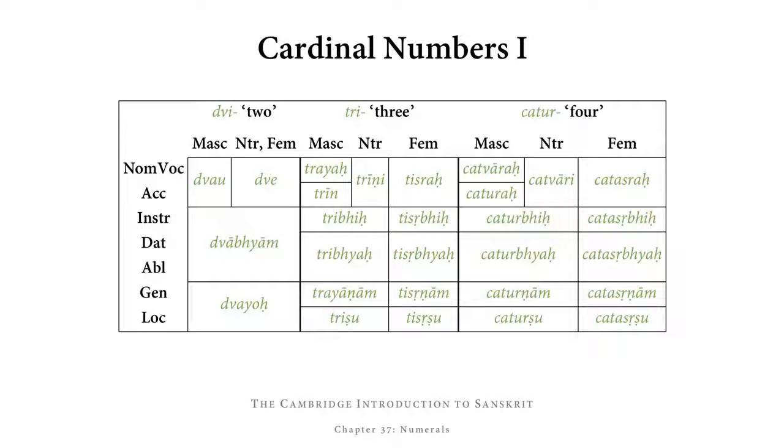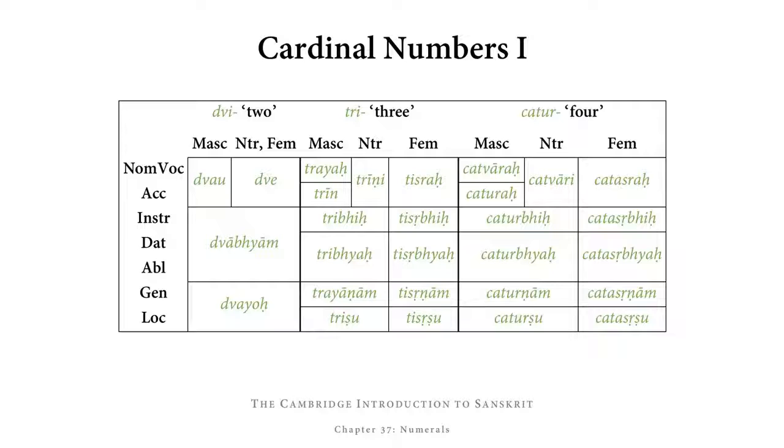So let's look at some of these cardinal numbers. We don't have the form for 1 here, eka, because that was introduced in chapter 22. It declines just like a pronoun. Then dvi, meaning 2, exists only in the dual, and again has forms just like those of a pronoun. We have dvau, dvabhyam, dvayoh in the masculine, and dve, dvabhyam, dvayoh for the neuter and feminine.